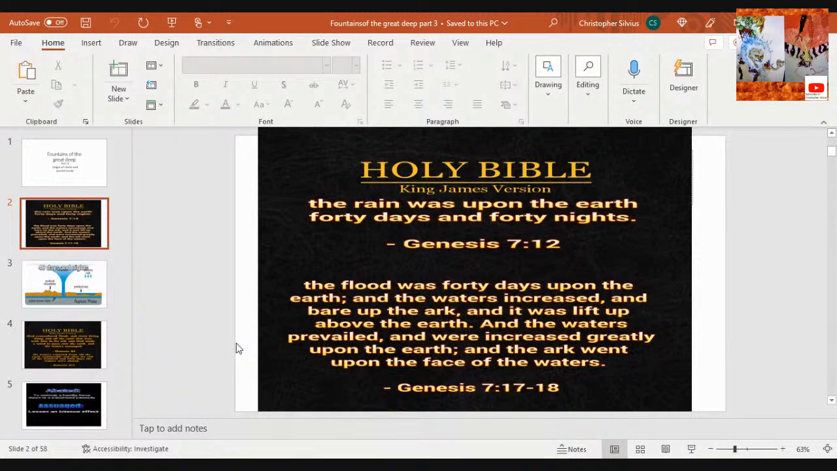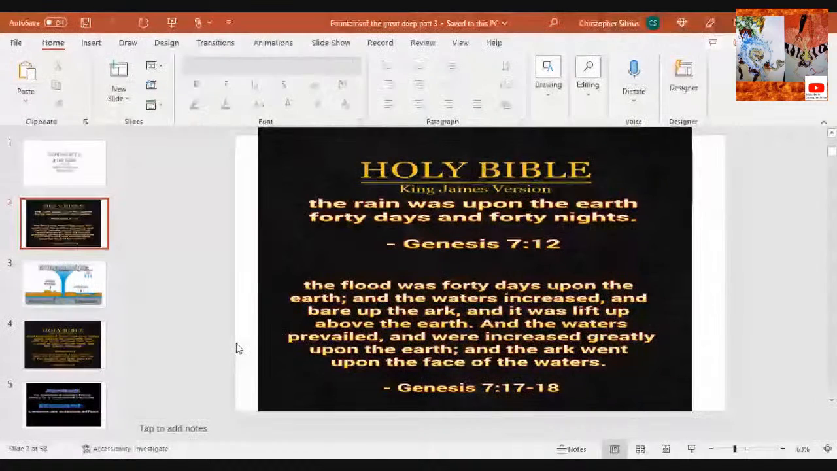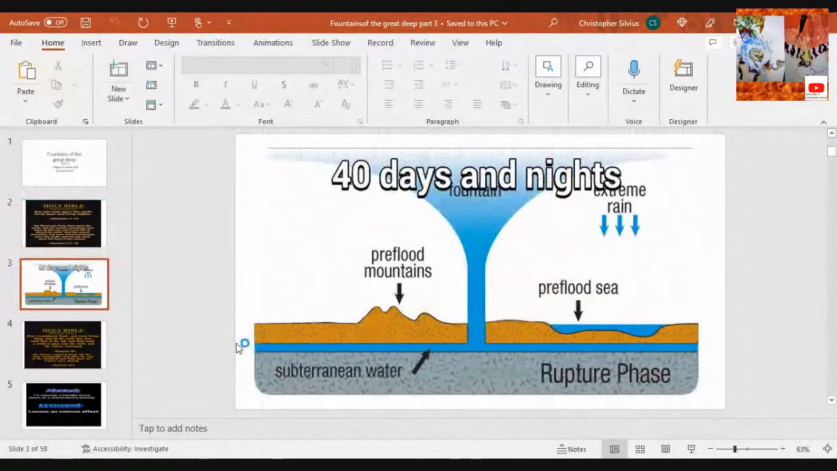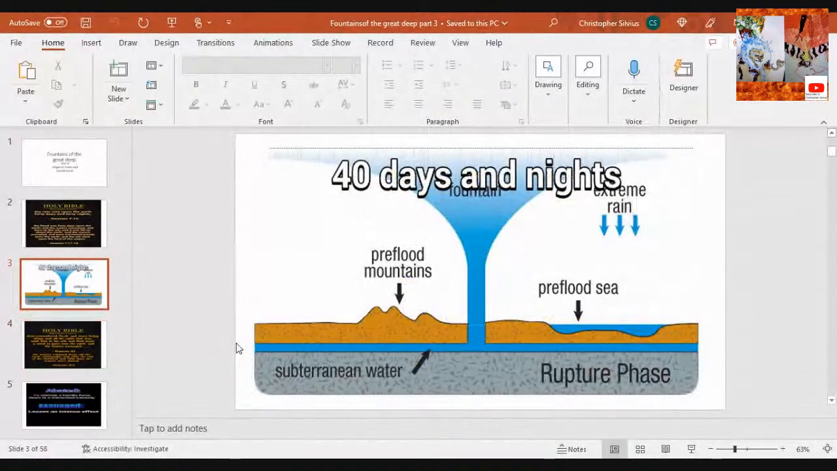So the water prevails from the skies. It's originally coming from those subterranean chambers and then producing 40 days and 40 nights of rain. This is phase 1 of the flood, the 40 days and 40 nights of rain, the rupture phase. You have relatively small pre-flood mountains and seas. It's mostly landmass, the earth, whereas most of the earth today is water.